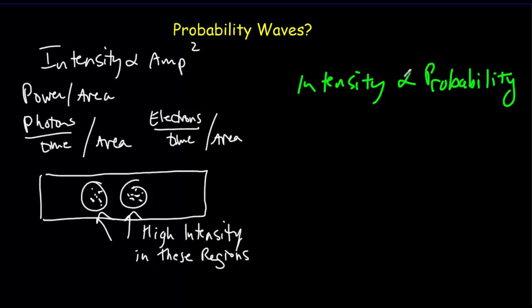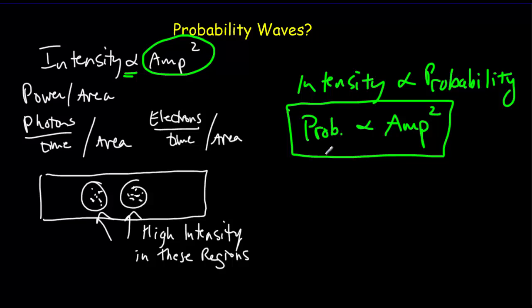And if intensity and probability are proportional, and intensity is proportional to amplitude squared, that means that probability is going to be proportional to amplitude squared. So we're going to be able to calculate probabilities from the amplitudes of waves.